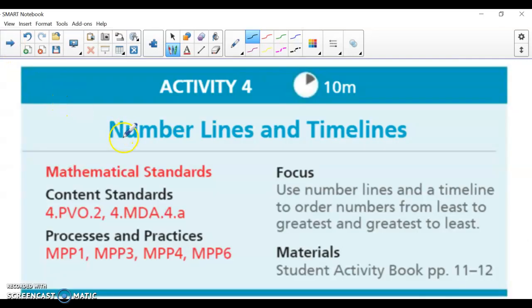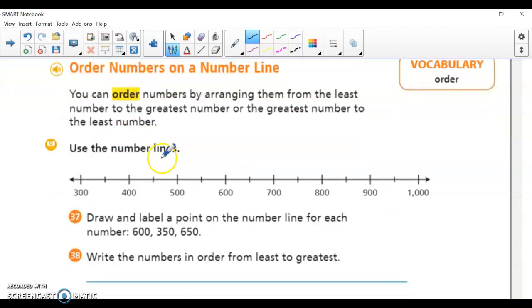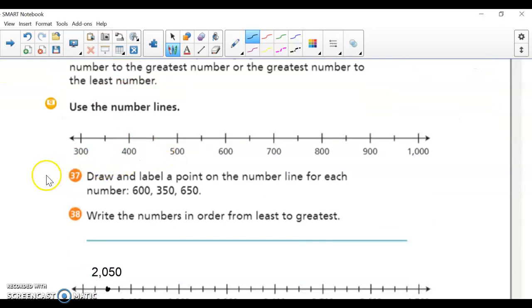Okay, now the last step of today's lessons is number lines and timelines. So this is very similar to ordering numbers, except we're just going to place it on a visual timeline. And so you can order numbers by arranging them from least number to greatest number or greatest number to least. And so what we want to work on today is I want you to try and draw and label these 3 numbers on this number line. And so you can see some of these, like 600 is already here, so you would just put 600 up there. But 350 is a little trickier.